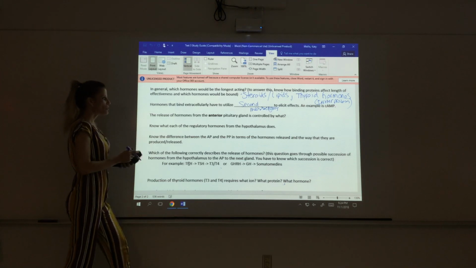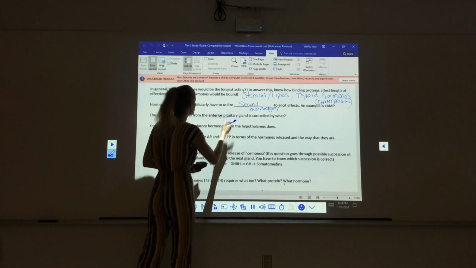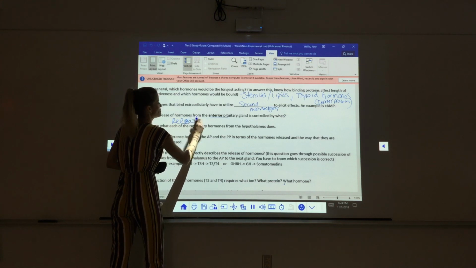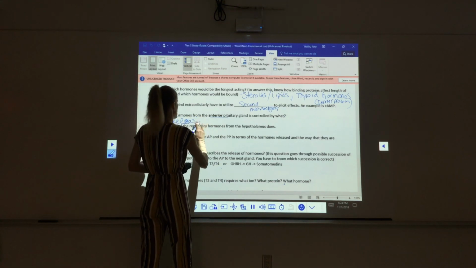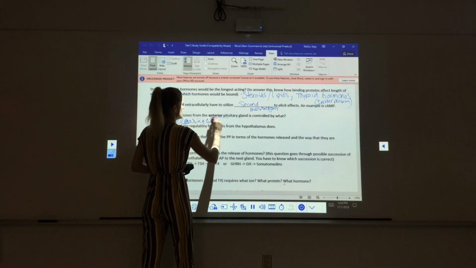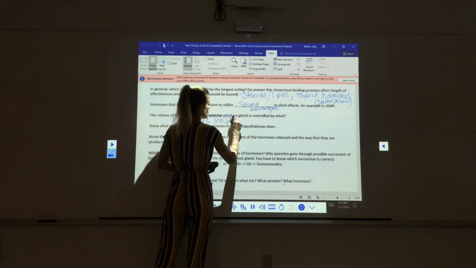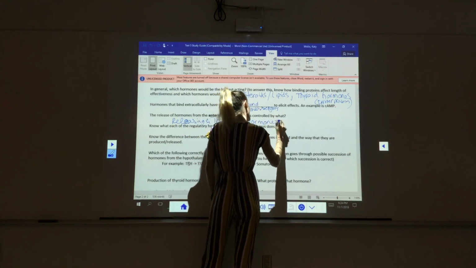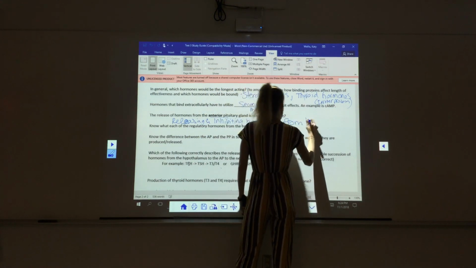The release of hormones from the anterior pituitary is controlled by what? The hypothalamus. So what comes from the hypothalamus? Releasing and inhibiting hormones from the hypothalamus.